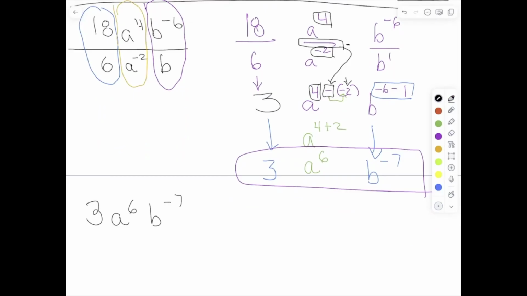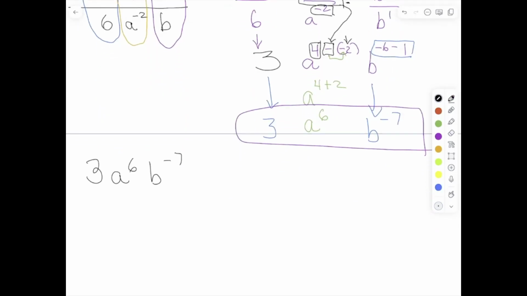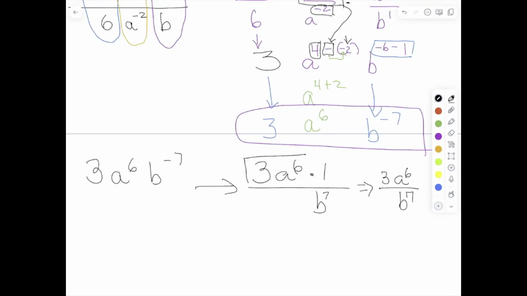Can I do something with that negative 7? Can I write this as 3a to the 6 times 1 over b to the 7? Yes. So then this is going to become 3a to the 6 over b to the 7th, because this whole thing times 1 is itself back, right? So this would be my final answer. This is section 1.2, chapter 1. Okay?